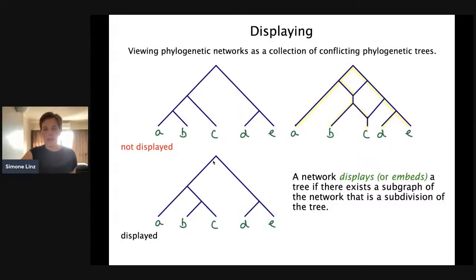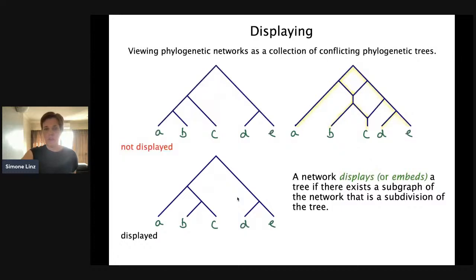And we do say, for example, that this tree here at the bottom is displayed by the phylogenetic network over here, because if you look at the edges indicated in yellow, what you see is that the branching pattern of those edges in the network is exactly the same as the branching pattern of this tree. So more formally, we say that a network displays, or perhaps more intuitively embeds, a tree if you can obtain the tree by deleting some edges and vertices and then suppressing vertices with in-degree 1 and out-degree 1.